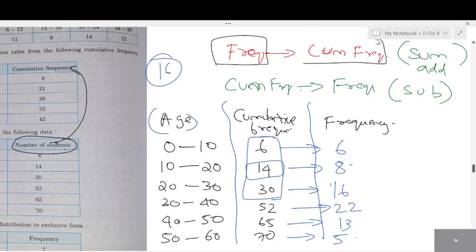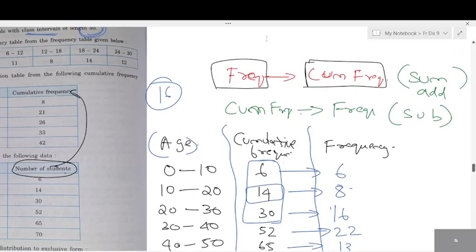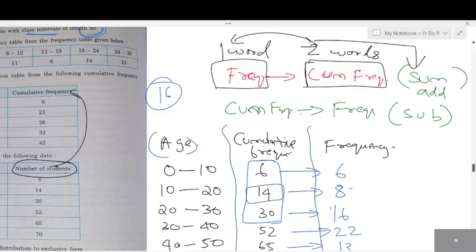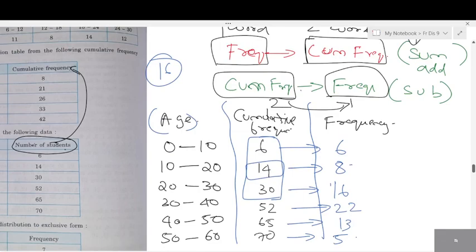Frequency, cumulative frequency. Which one has more words, students? Cumulative, right? So what are we basically doing here? Frequency has one word. Cumulative frequency has how many words? So what are we doing? Increasing or decreasing? Could be sum. What about cumulative frequency? From 2, you have to find frequency. 2 to 1. Increasing or decreasing? Decreasing. For decreasing, what do you do? Add or subtract? Subtract. This is how you'll have to remember.